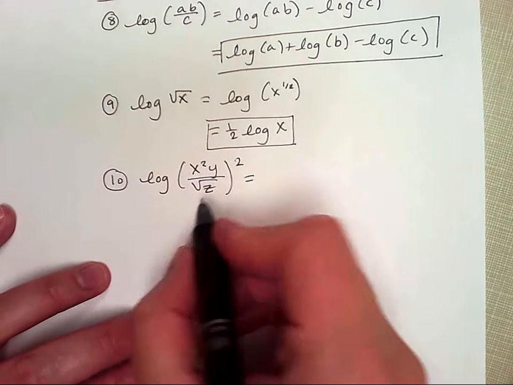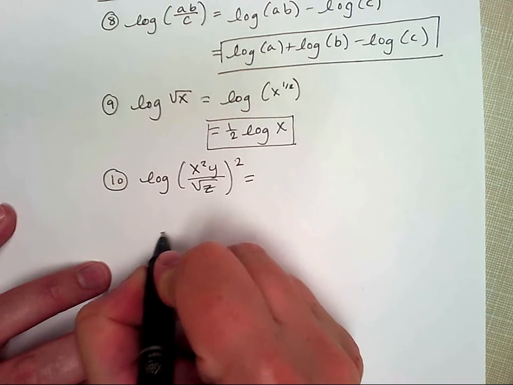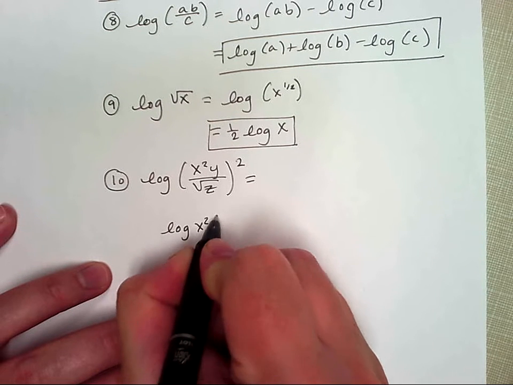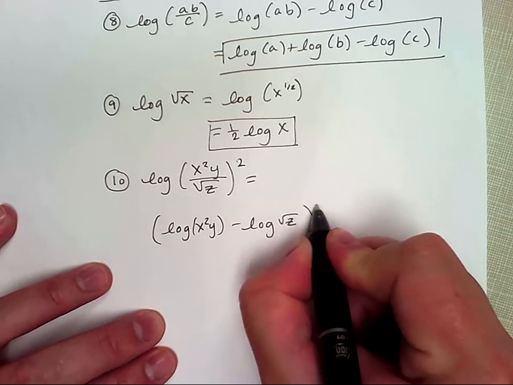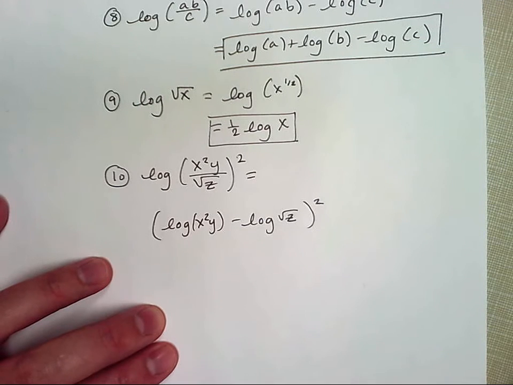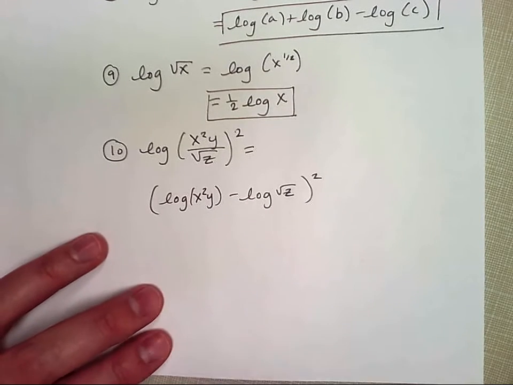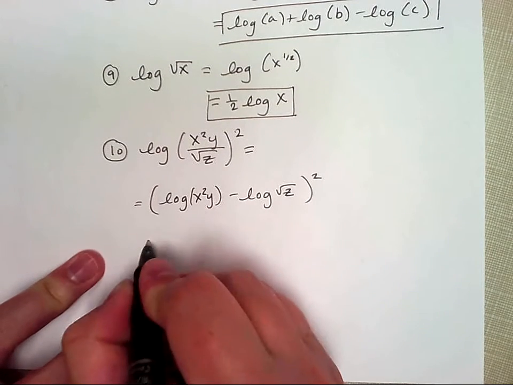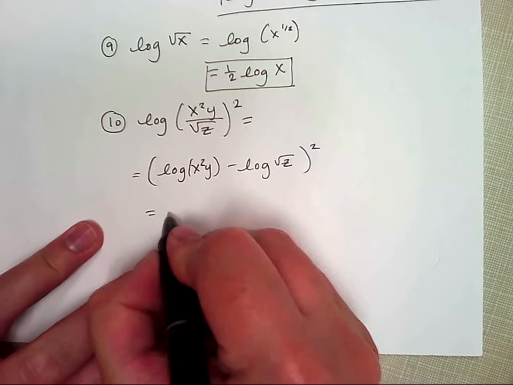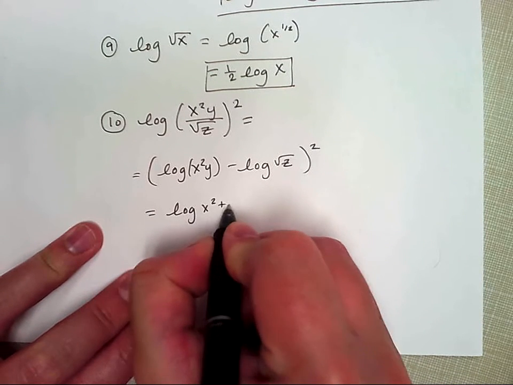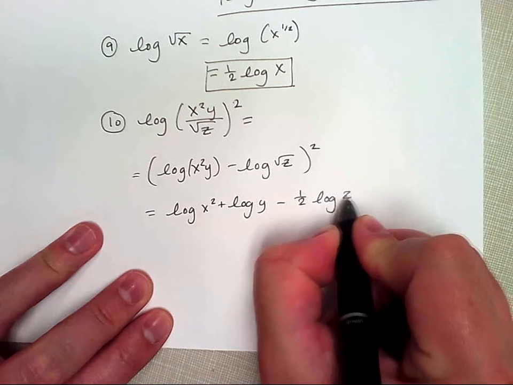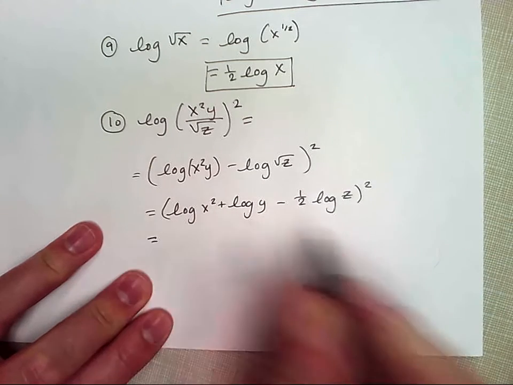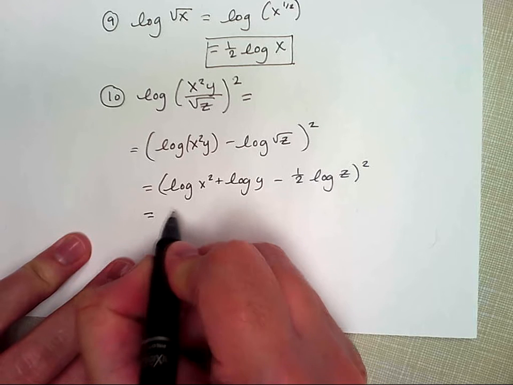Okay. Division property. So it became log x squared y minus log square root of z. And then I just made the whole thing squared. Is that the correct way of carrying that? Yep. So the squared is on the outside, so I cannot use the first rule. Leave that squared alone. And then it became log x squared plus log y minus 1/2 log z, and then that whole thing squared. Good.